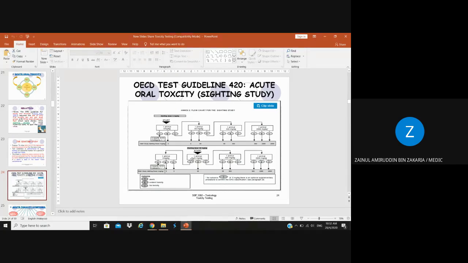But if there is death also at 5, then you should stop the experiment. No need to do any kind of study, anti-cancer study, anti-inflammatory study. You should not do that kind of test anymore on this compound because it is highly toxic. Okay.